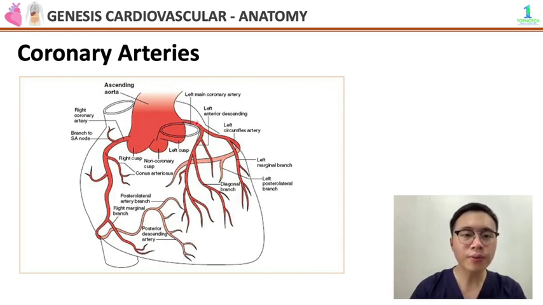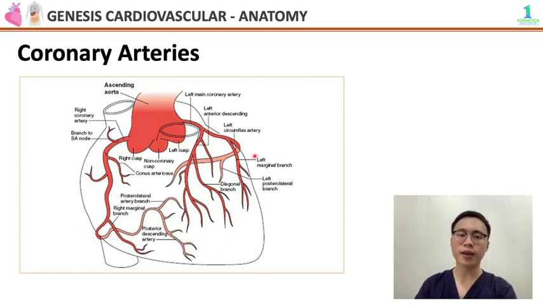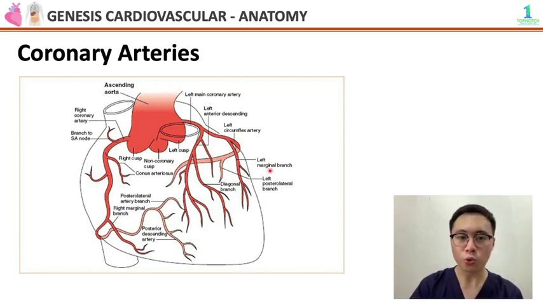Okay, and apart from the left anterior descending, you have the left circumflex artery as well. Okay, so ito, the one that curves posteriorly. And the left circumflex artery will give rise to the marginal branches. Okay, so ulit, LAD, diagonal. Circumflex, marginal. Okay, at tinatandaan ko na lang yung D, descending, yun yung may diagonal branches.